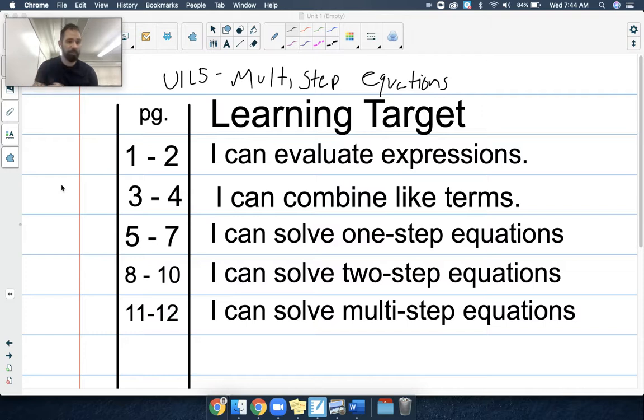We are going to get into Unit 1, Lesson 5, multi-step equations here. And our page numbers for our notes are 11 through 12, 2 pages today. That means two-part video, so make sure you get into 2 parts. And our essential question will answer, how can I solve multi-step equations? So let's get into it.